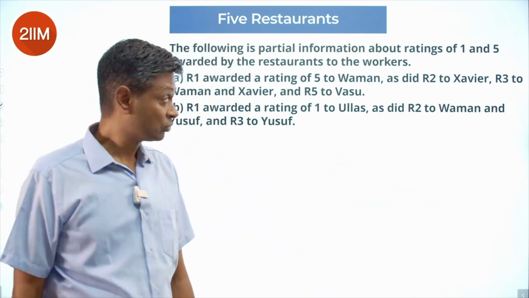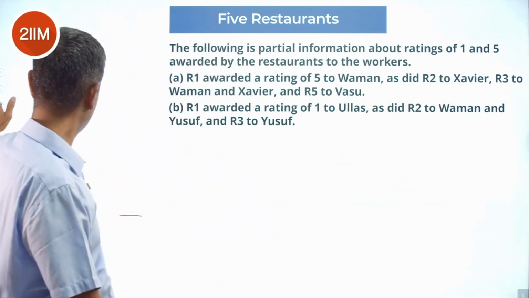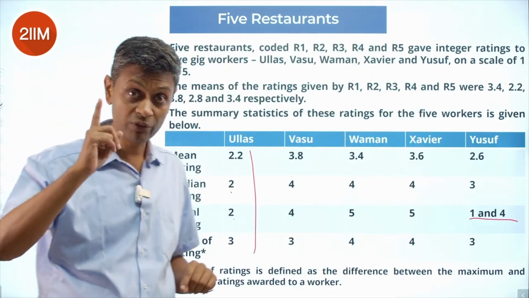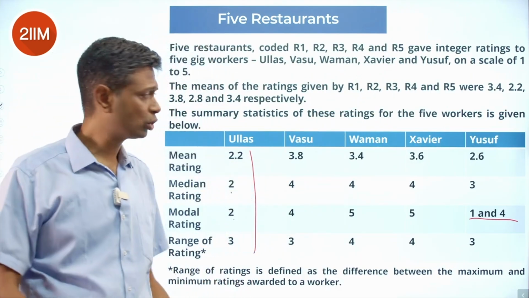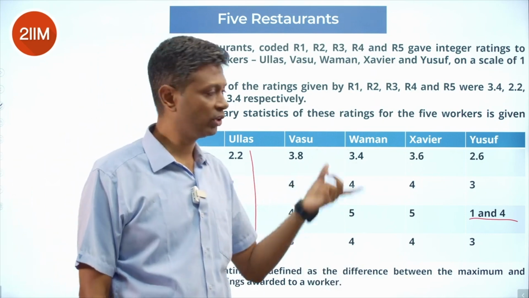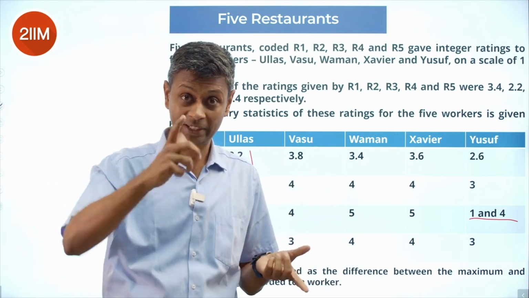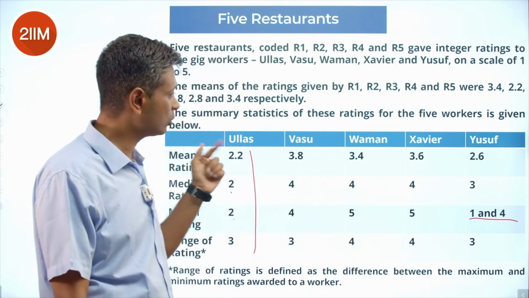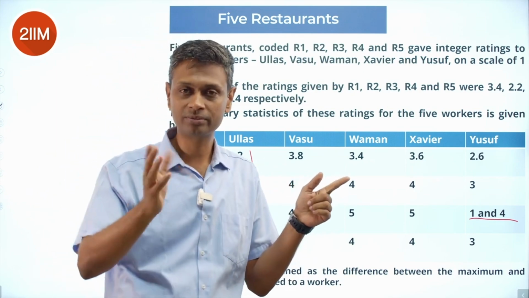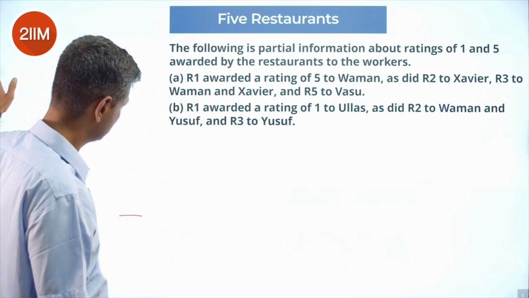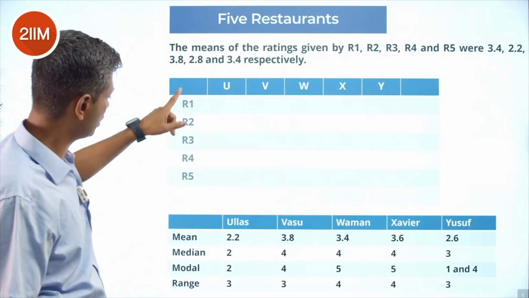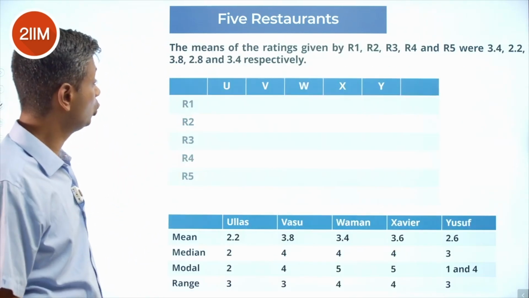I think the restaurant to individual data is going to give us more than those. So I think we can carve out Ullas, Vasu, Vaman, Xavier, Yusuf information better than we can carve out R1, R2, R3, R4, R5 for Ullas. That kind of sequence. So I'm going to attack what is simpler. R1, R2, R3, R4, R5, UVW, XY.